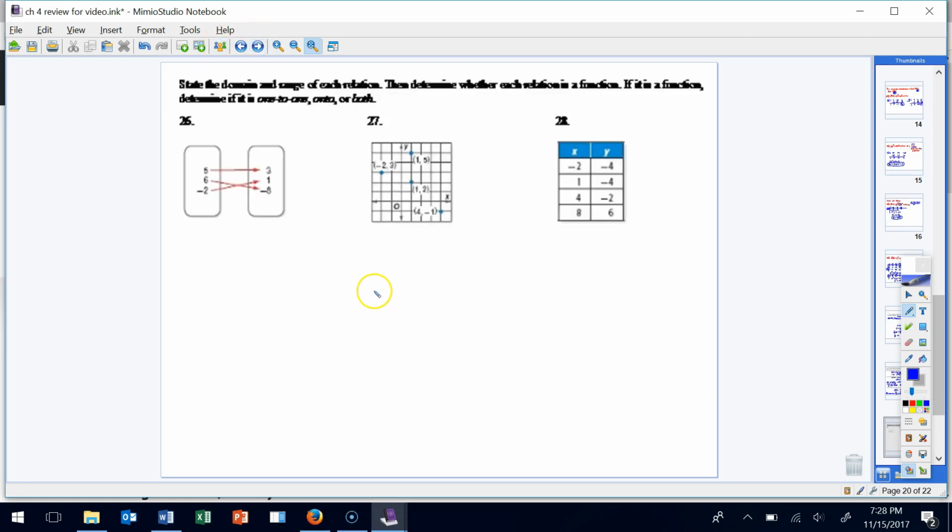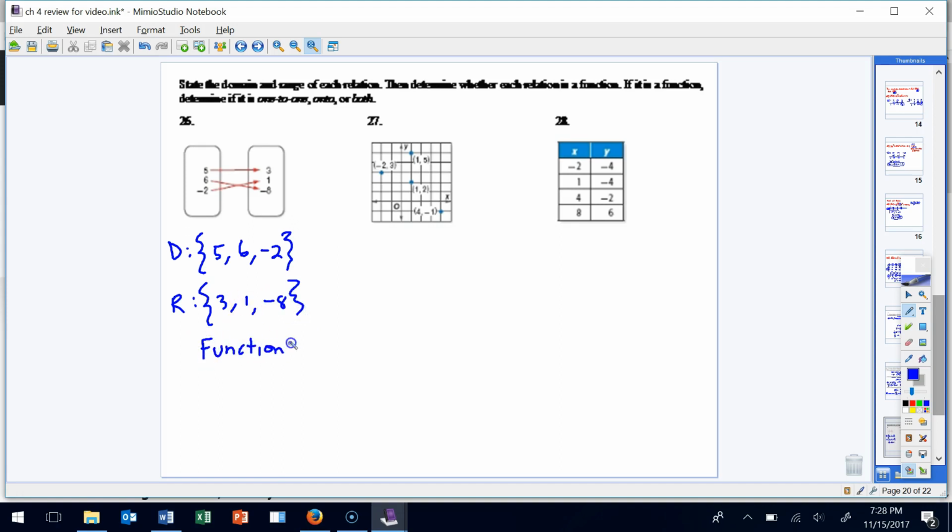Okay, 26, 27, 28. This is a review of functions. And so our directions are state the domain and range. So let's start with number 26, the domain. That's another way of saying the x coordinates. That would be 5, 6, -2. The range, that's another way of saying the y coordinates. That would be 3, 1, and -8. It is a function.